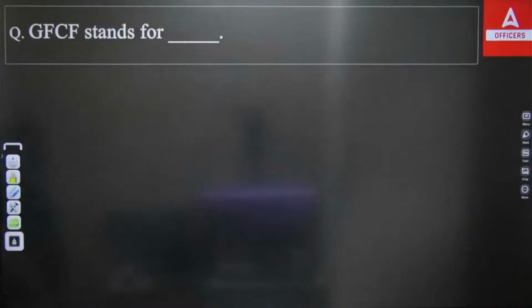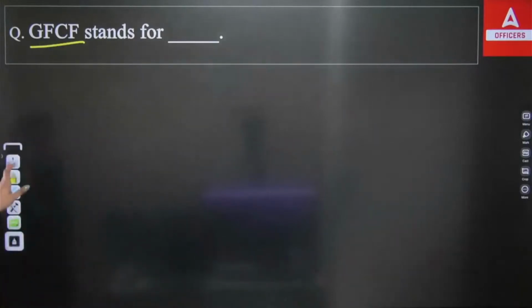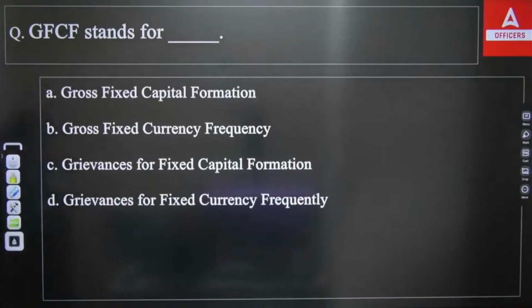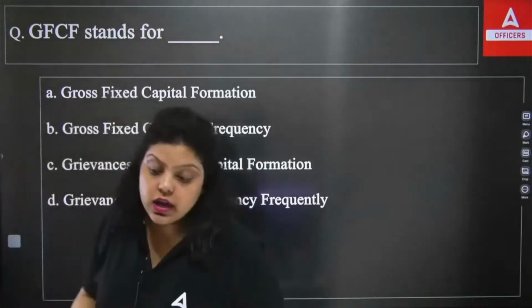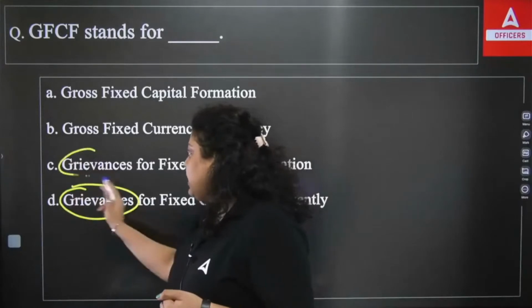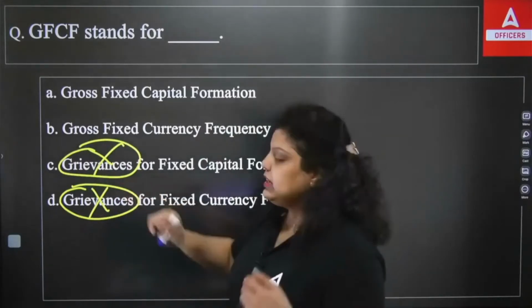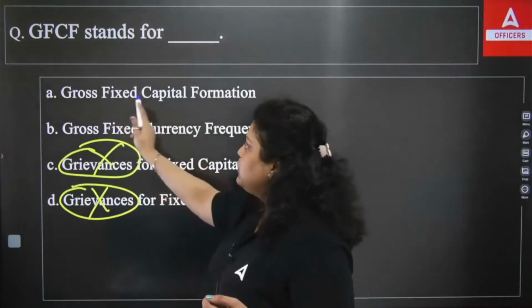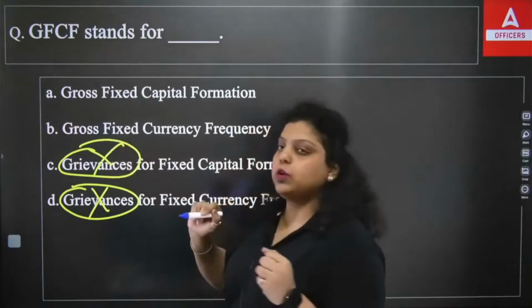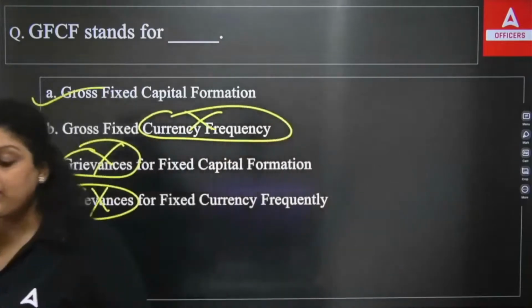Now this question is talking about a full form. So abbreviation type questions can be asked in 0.5 marker questions. So you have to answer this also. What does GFCF stand for? These are the options. It is related to production. We are talking about economy, so we are talking about capital, funding or money. So grievances can't be the right full form of G. We are not talking about complaining. We are talking about capital and all. So C and D can't be true. A and B: gross fixed capital formation can be true. Gross fixed currency frequency? No. How can you gross fix the currency frequency? Not possible. So the right answer is gross fixed capital formation.